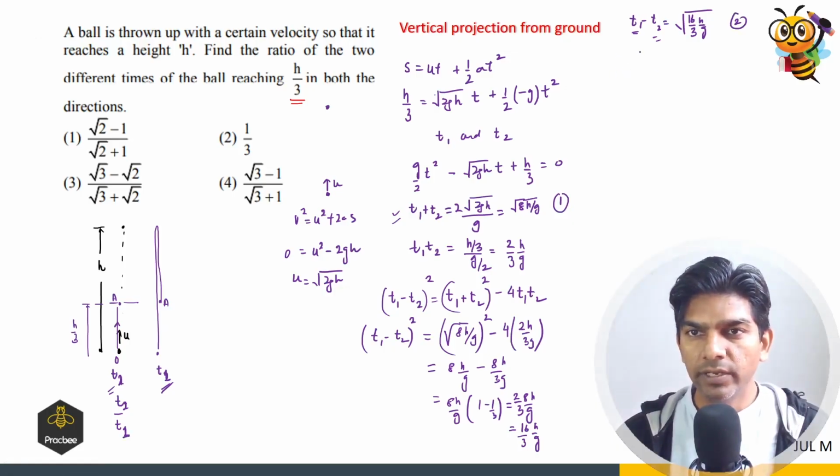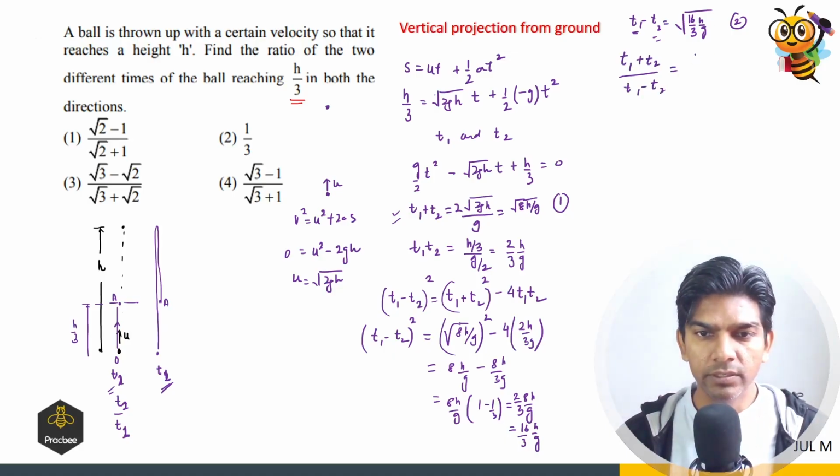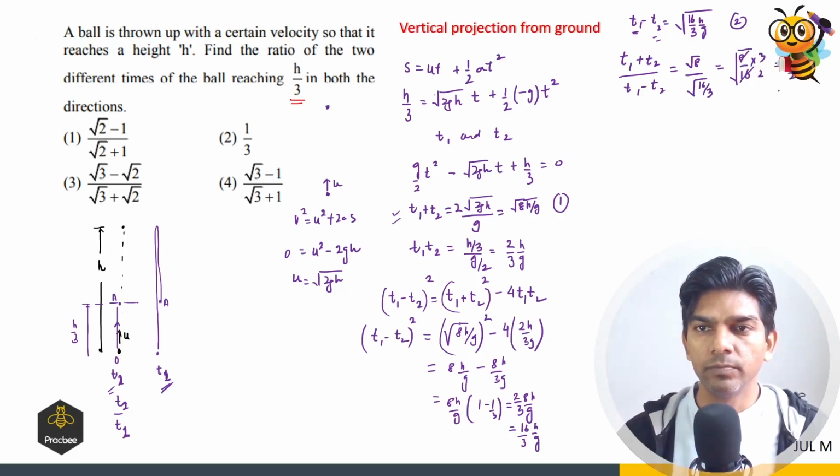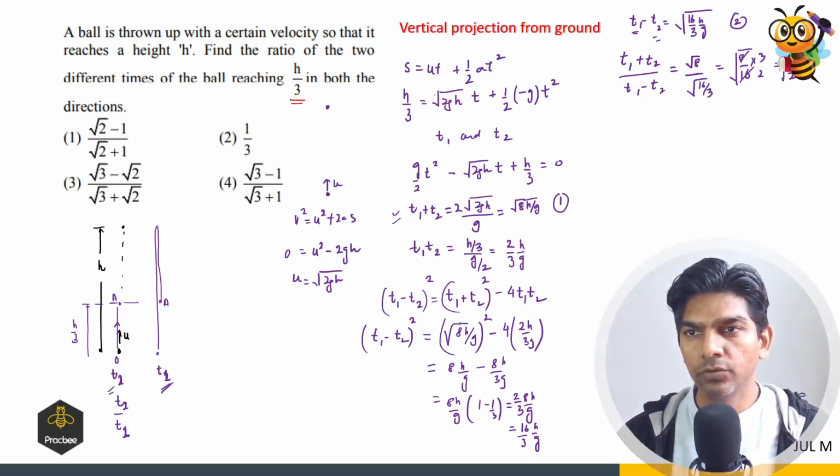If we add 1 and 2, we have to find T1 and T2, right? So it will be T1 plus T2 divided by T1 minus T2, and root h by g will get cancelled out. T1 plus T2 is root 8 divided by root 16 by 3, or we can write this as root of 8 divided by 16 times 3, so that will be 2. So it is root 3 by root 2. So T1 plus T2 upon T1 minus T2 will be root 3 by root 2.